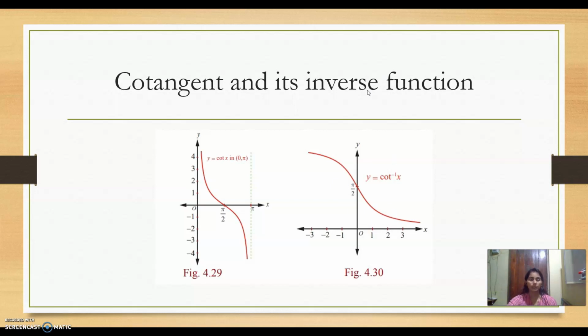So these are the graphs of the inverse trigonometric and trigonometric functions. Please go through the textbook also and prepare notes corresponding to that. Okay, study well. Thank you.